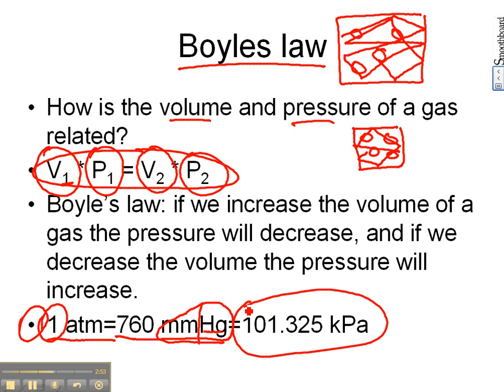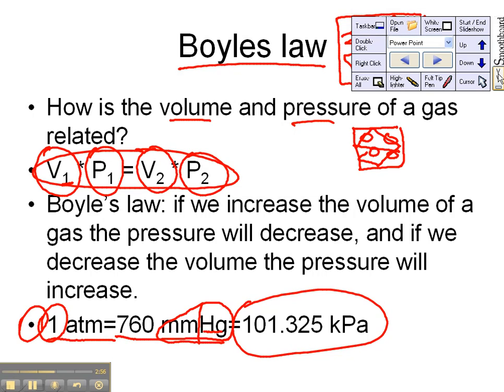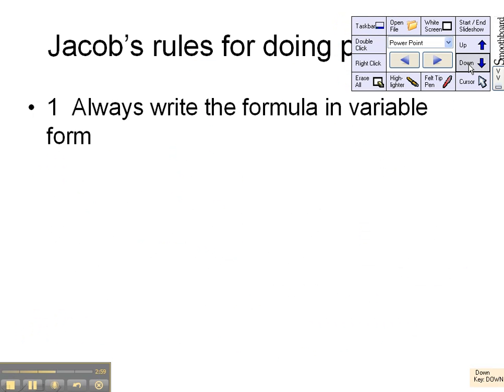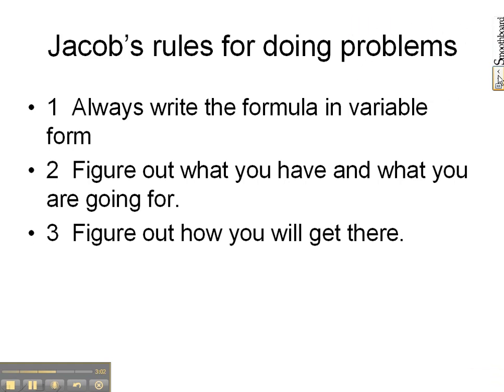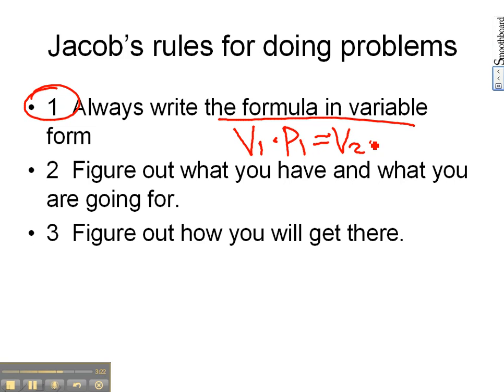Now, I would like to be able to apply these in a few different problem-solving settings. We're going to do that in the next video, but first I want to show you a framework I always suggest to kids for how you can solve some of these story problems. The first thing I always require kids to do is to write the formula in variable form. That means I want them to physically write down V sub 1 times P sub 1 equals V sub 2 times P sub 2. I want you to use the variables because that will help you organize your thoughts, get them down on paper, and it will help with step 2.